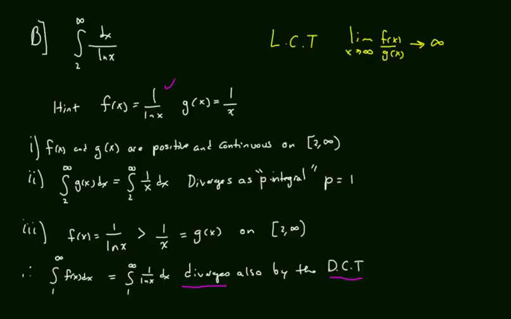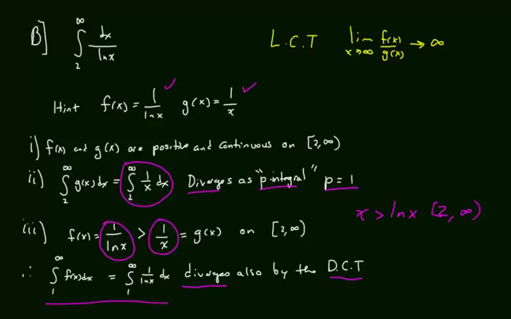So let f equal 1 over natural log of x and g equal 1 over x. They're positive and continuous on the interval 2 to infinity. The integral from 2 to infinity of 1 over x dx diverges. That's our p integral with p equals 1. Then we showed that f of x, 1 over natural log of x, is bigger than 1 over x on 2 to infinity, because x is always bigger than the natural log of x on 2 to infinity. Because f is always bigger than g and the integral of g diverges, the integral of f of x dx diverges by the direct comparison test.